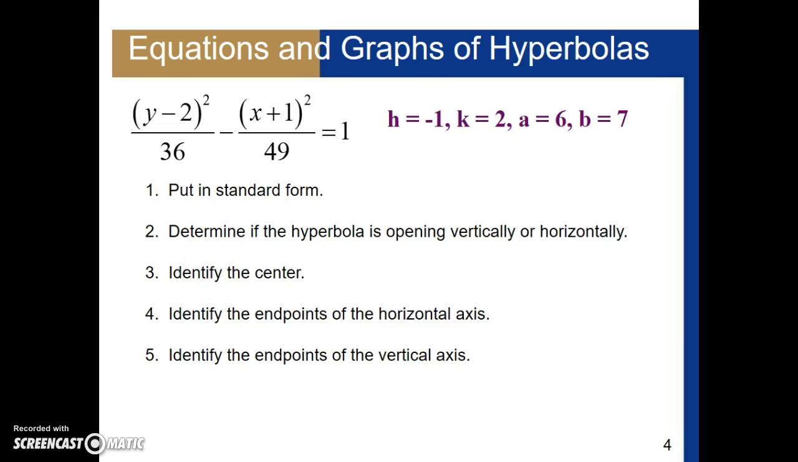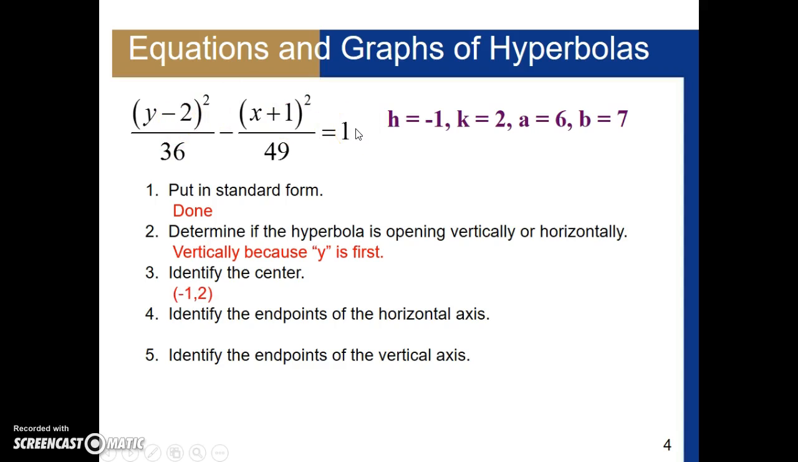So here's another example. We have the quantity (y - 2) squared over 36 minus the quantity (x + 1) squared over 49 equals 1. It is already in standard form. The hyperbola will be opening vertically because y is the positive term and y is listed first. Our center is -1, +2.